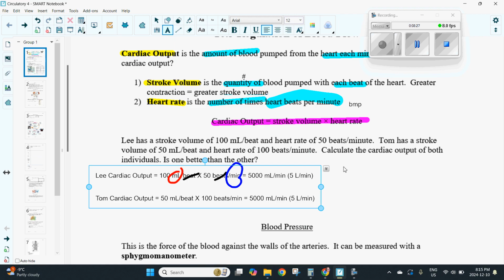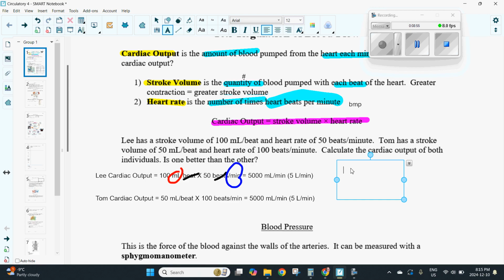So now this begs the question, what's the difference? Both Tom and Lee's cardiac output is the exact same. So how are they different? Is there one cardiac output that is better than the other? So Lee is pumping 100 milliliters with every beat, whereas Tom is only pumping out 50.